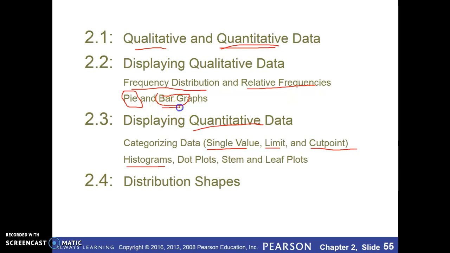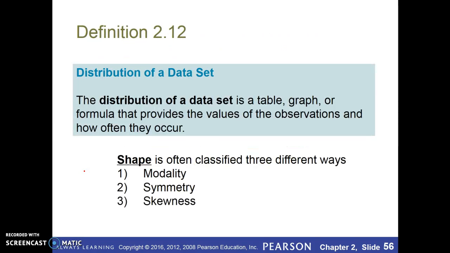Histograms are a lot like bar graphs, but bar graphs have spaces between them and histograms don't. Dot plots and stem and leaf plots. And so today we're going to be moving on to lesson 2.4, which is distribution shapes. So let's go ahead and get started with this.